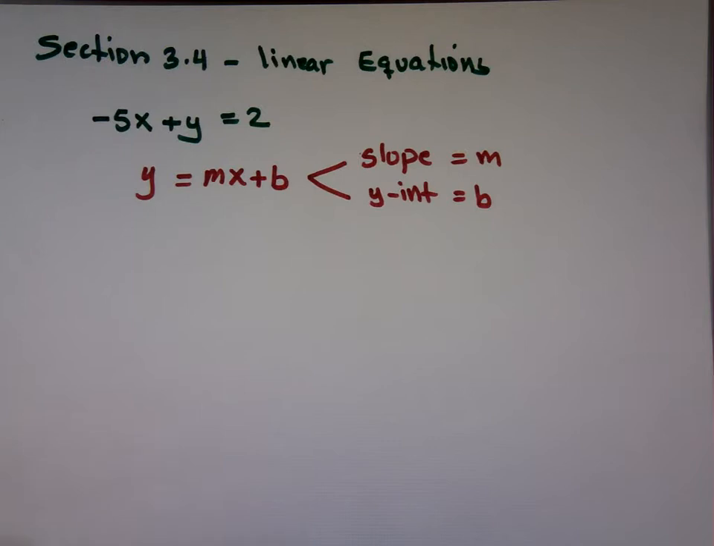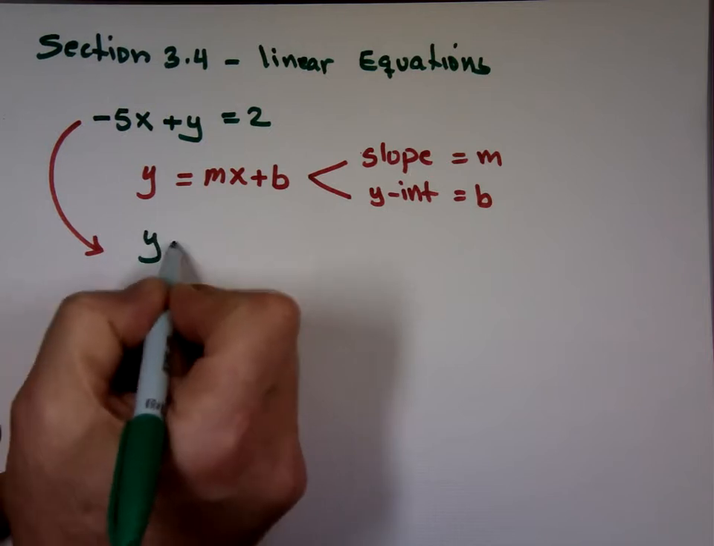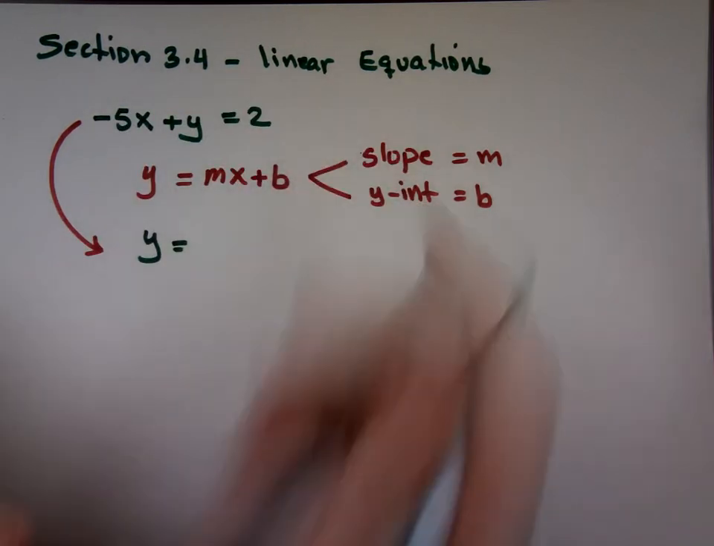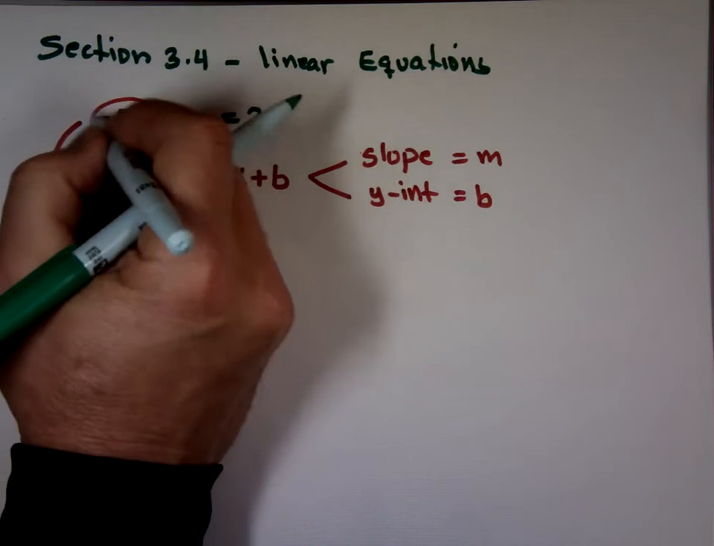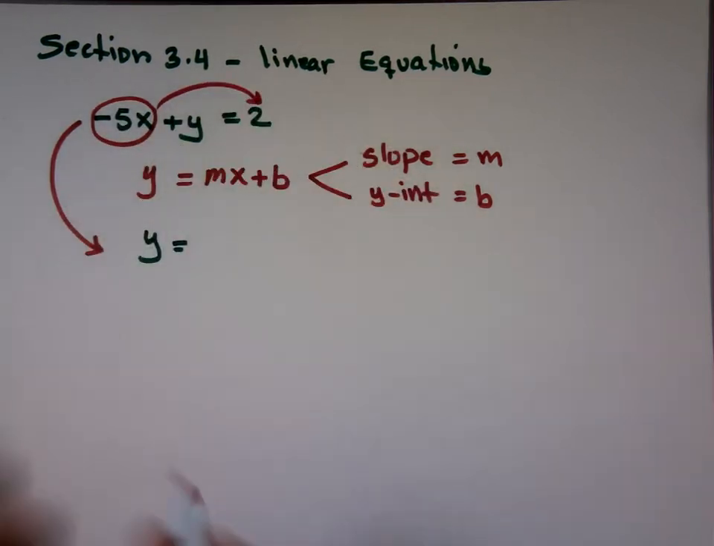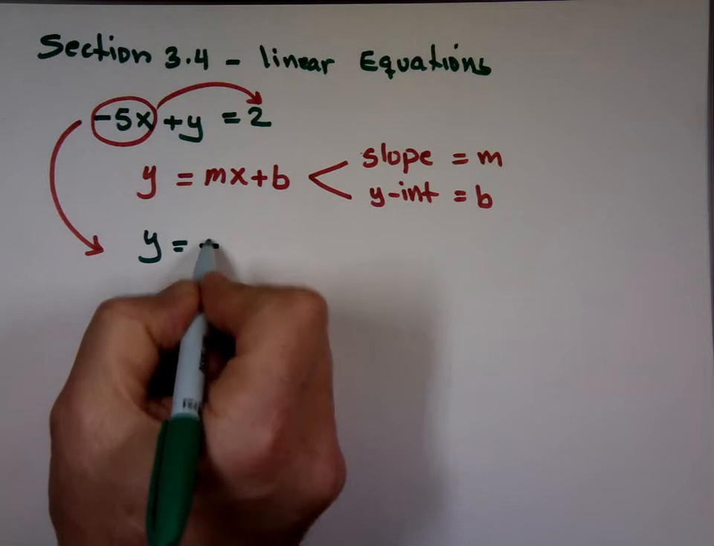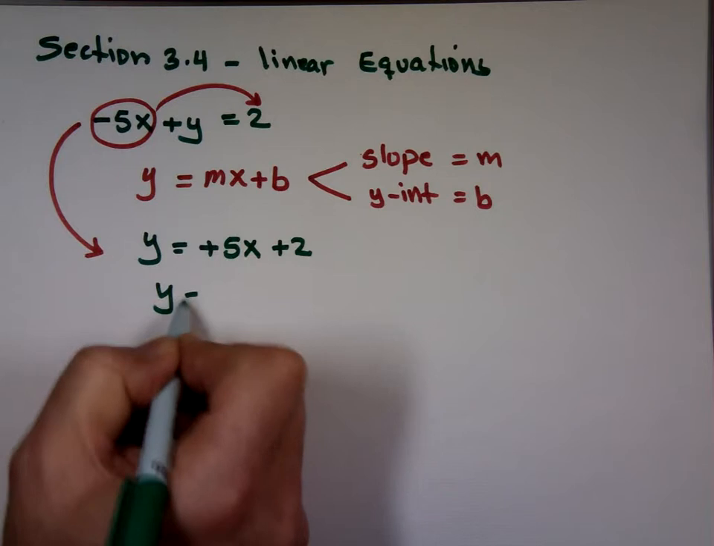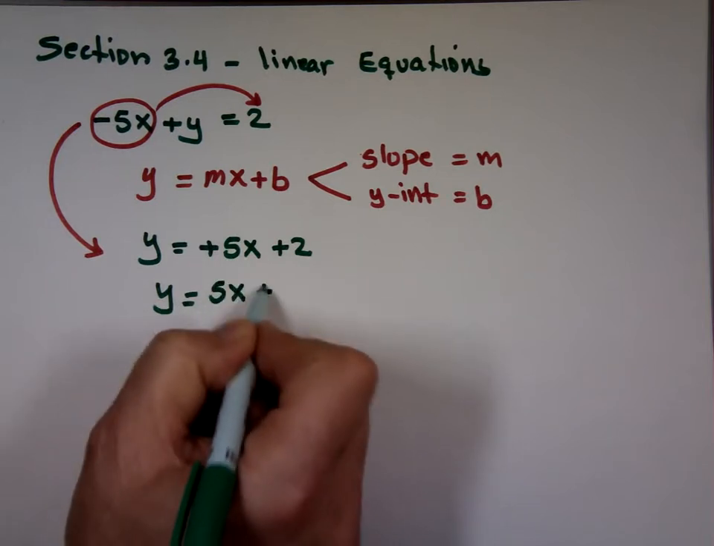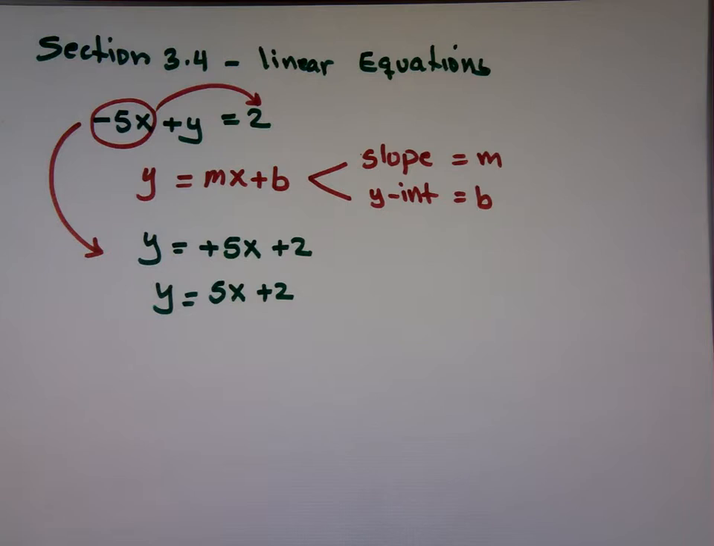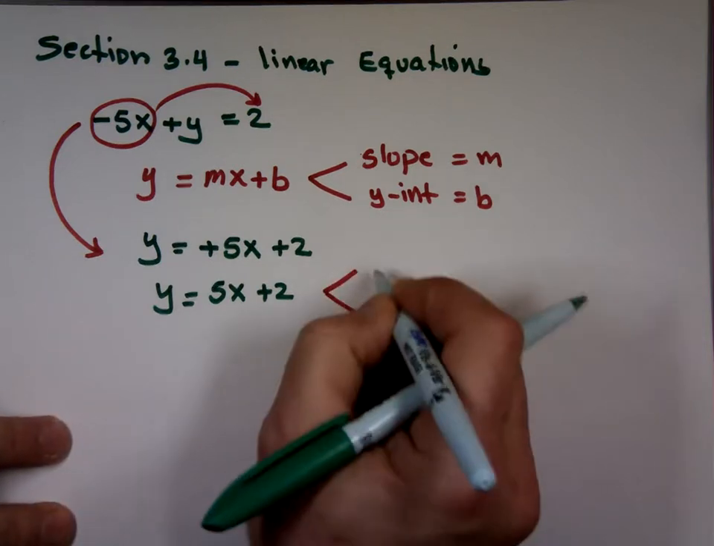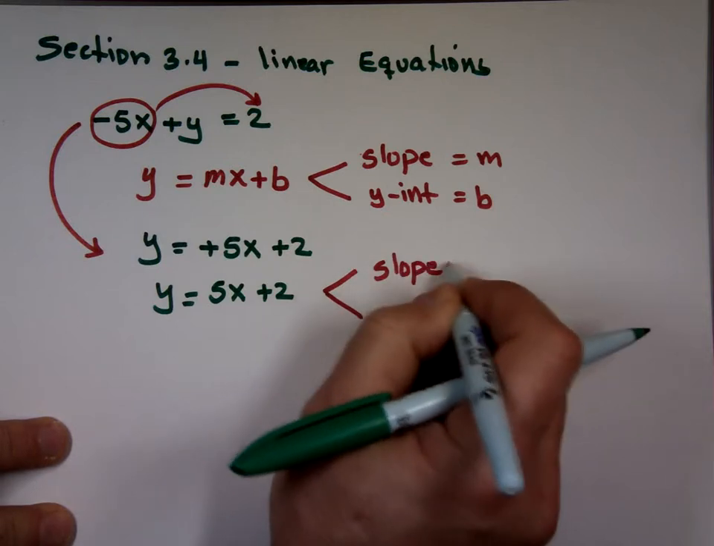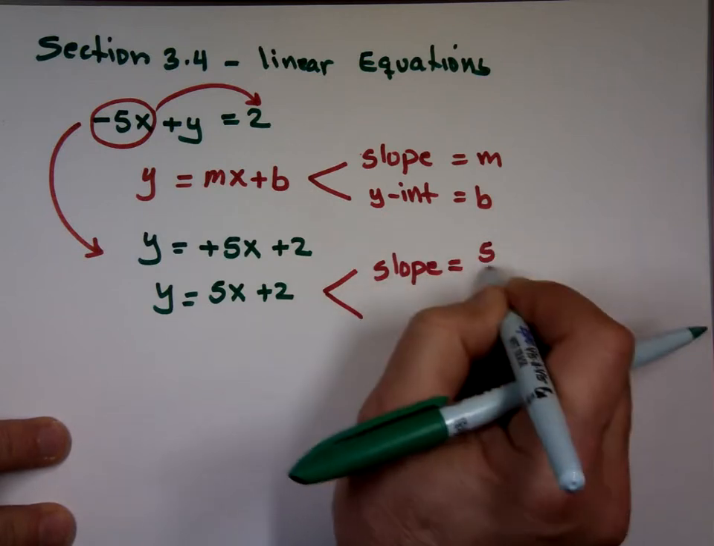So if I take this equation now and solve it for y, that will tell me what? Y equals, when I take the negative 5x to that side, remember, change side, change sign, becomes what? Positive 5x plus the 2. I don't need the plus in the front. I'll just write 5x plus 2. Again, I know two things now. I know my slope equals 5, or I can write that as 5 over 1.